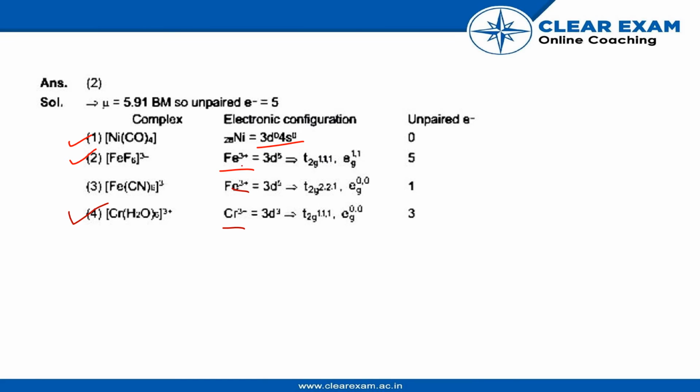So from these electronic configurations we will find the unpaired electrons. So for the first, nickel, the unpaired electrons are 0. For Fe3+ in [FeF6]3-, unpaired electrons are 5. For Fe3+ in [Fe(CN)6]3-, unpaired electrons is 1. For Cr3+, unpaired electrons are 3.